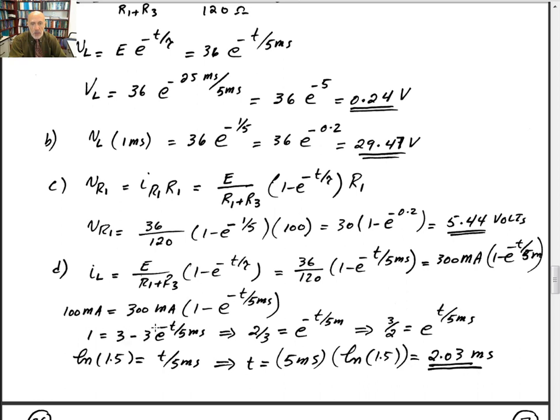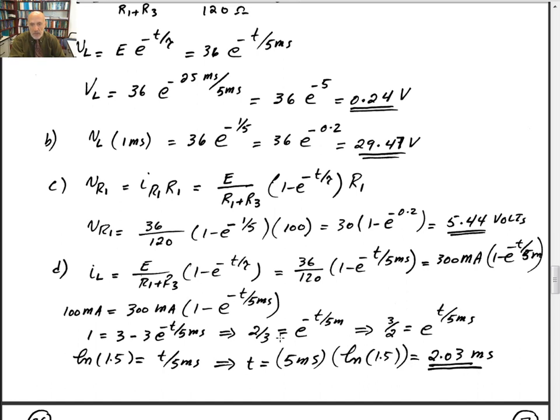This is 1 over 3, equal to 1 minus e to the minus t divided by 5 milliseconds. Take 1 to the other side of the equation, it becomes minus 2 over 3, and multiply by negative 1. When you have an exponential function, as we discussed before, you must get the exponential function with a positive exponent on one side of the equation in order to get rid of the exponential function.